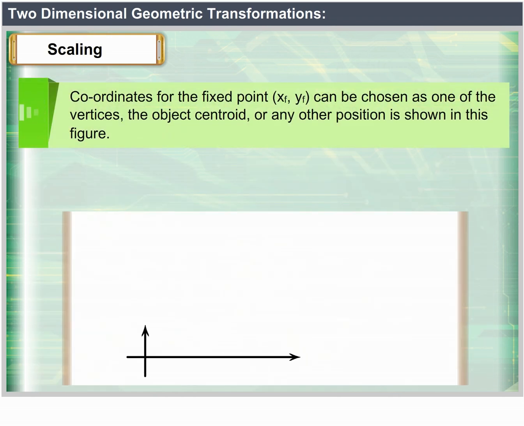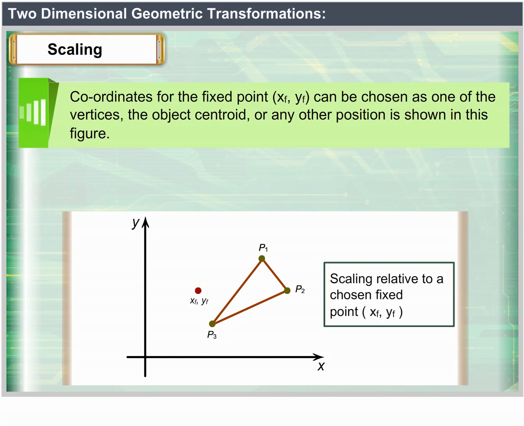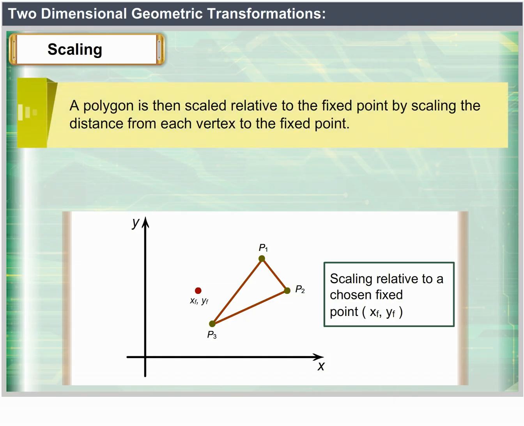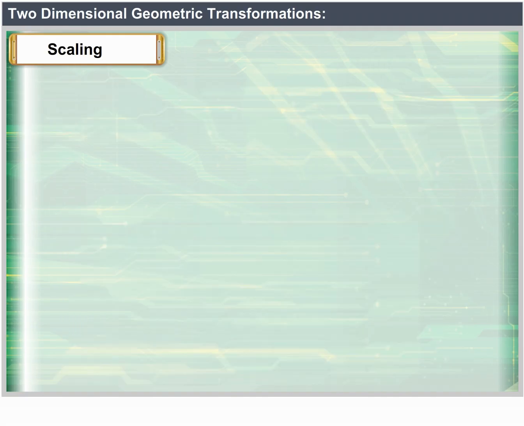Coordinates for the fixed point xf, yf can be chosen as one of the vertices, the object centroid, or any other position as shown in this figure. This figure shows a scaling relative to a chosen fixed point xf, yf. A polygon is then scaled relative to the fixed point by scaling the distance from each vertex.